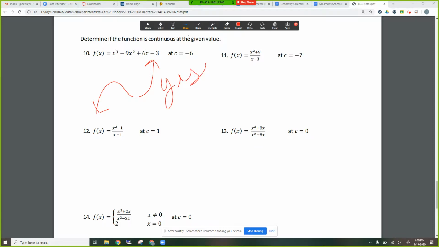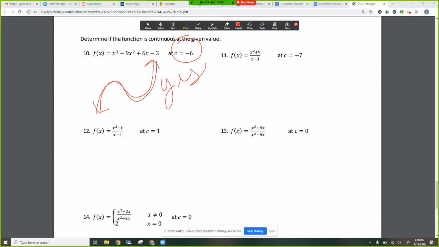It's continuous. I could make this 1,573,000 and my answer's still going to be yes, because there is no point on this curve where there's a hole and it's not jumping around. So we're good. And number 11, this is a rational function. So there could be a hole with a rational function.